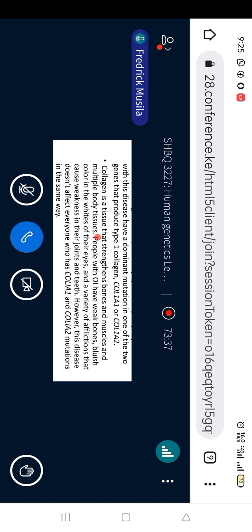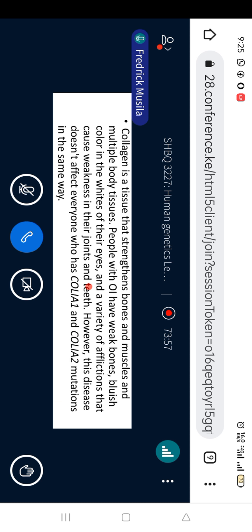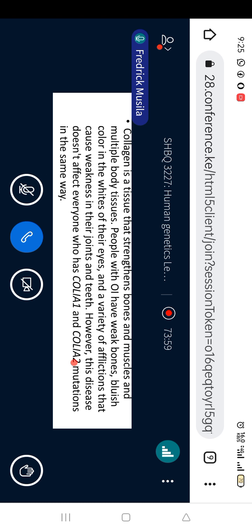Collagen is a tissue that strengthens the bones, muscles and multiple body tissues. So people with OI have weak bones, bluish color in the whites of their eyes, and a variety of afflictions that cause weaknesses in their joints and teeth. However, this disease does not affect everyone who has a COL1A1 or COL1A2 mutation in the same way. So this is an example of incomplete penetrance.